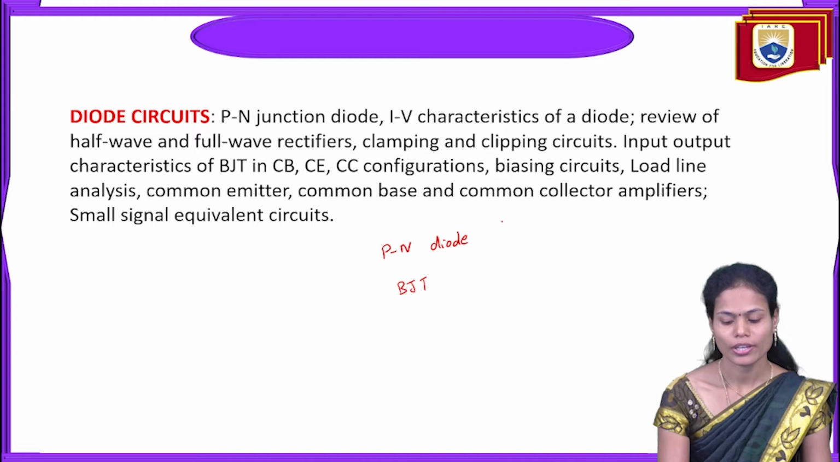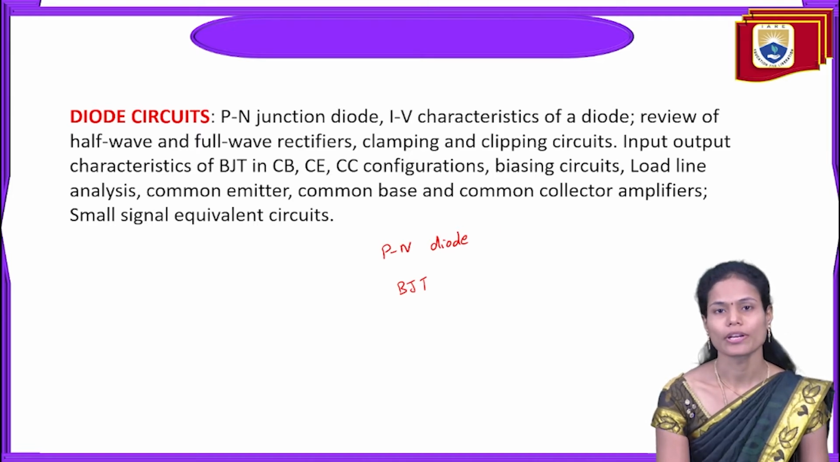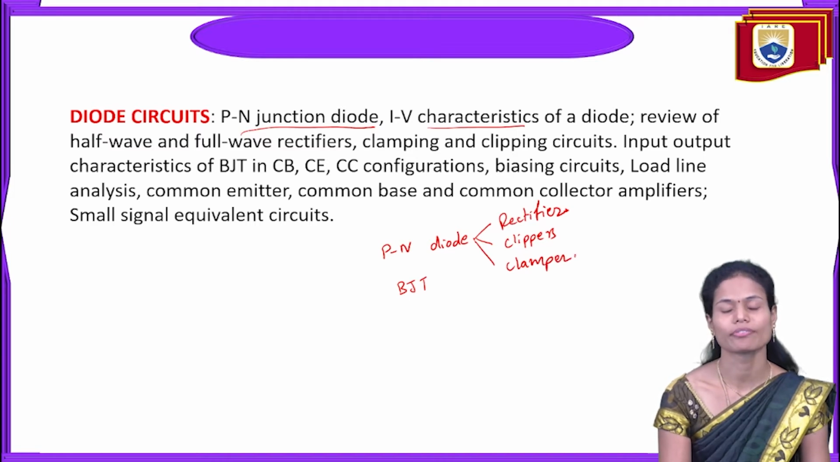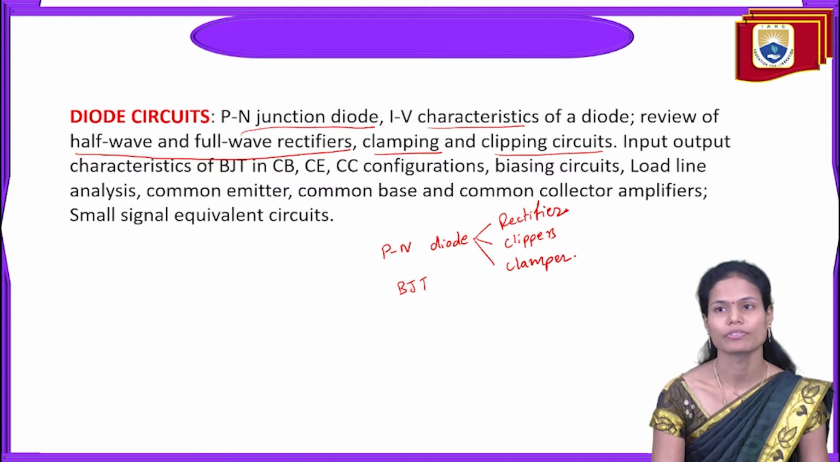In the case of the PN junction diode, we have seen the construction and operation of the PN junction diode and the voltage current characteristics of the PN junction diode, and also we have seen the applications of the diode. While coming to the applications of the diode, we have rectifiers, clippers, and clampers. These are all applications of the diode. So we have discussed different types of rectifiers: half wave, full wave, and bridge rectifiers, and also different clamping circuits and clipping circuits.